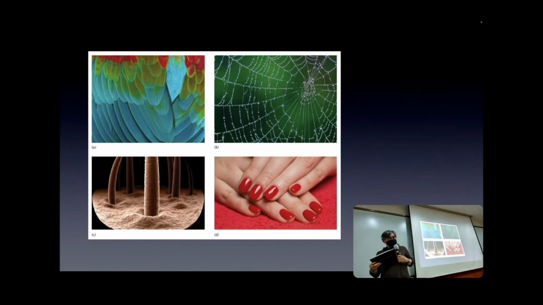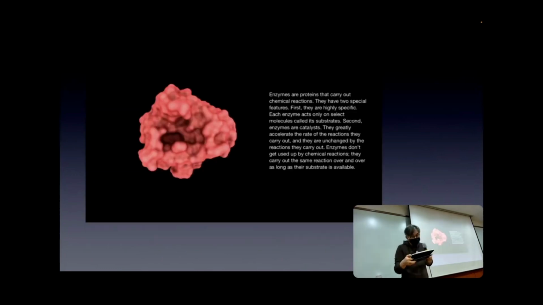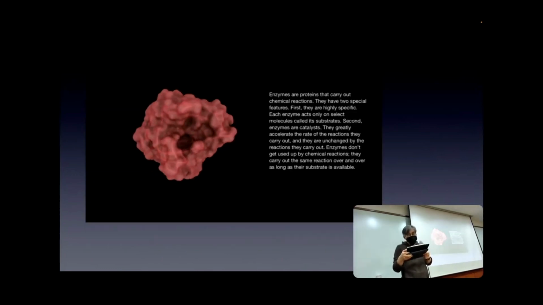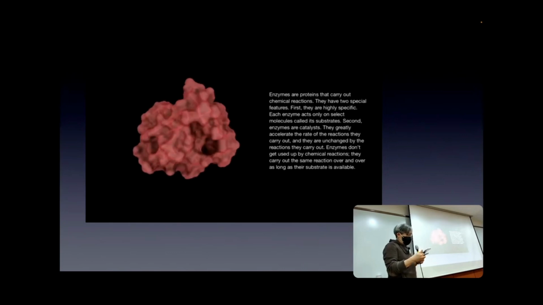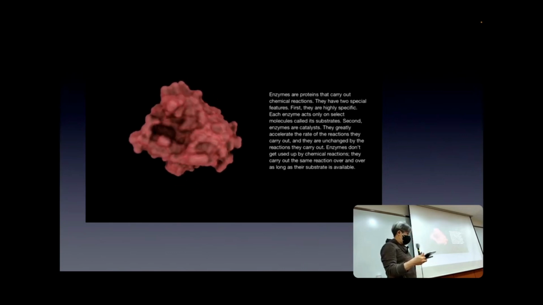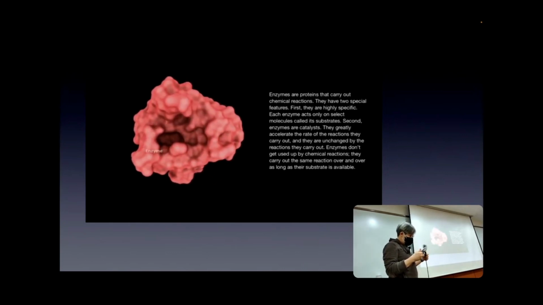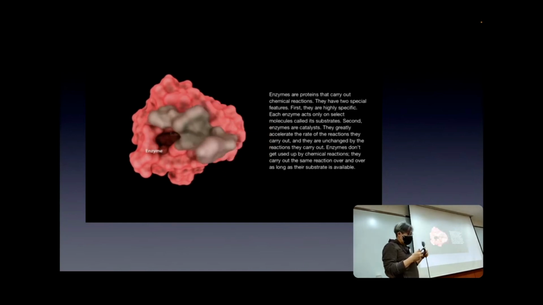So think about how many different ways you can use protein. And it's all about their ability to generate different structures and different shapes. Enzymes are proteins that carry out chemical reactions. They have two special features. First, they are highly specific. Each enzyme acts only on select molecules called its substrates.